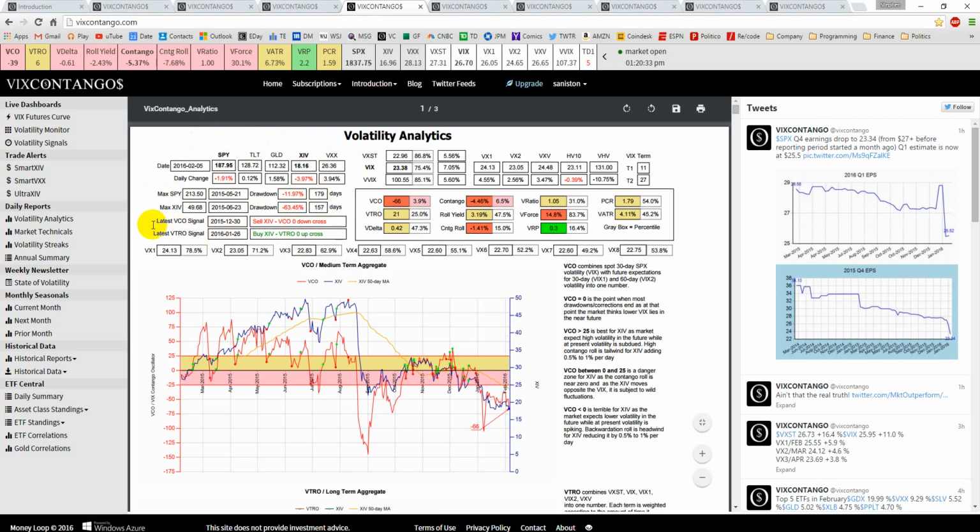We also cover the latest Vixcontango oscillator signal, when it was triggered, and the latest VIX term roll oscillator signal and when it was triggered.